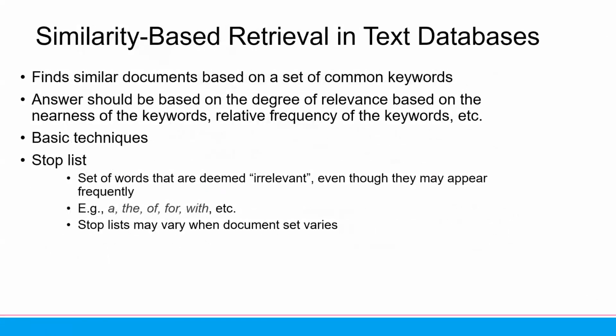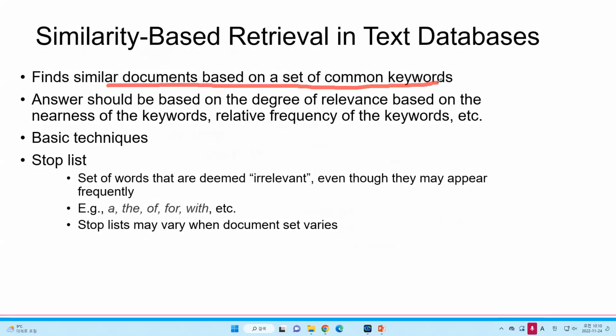Again, we can check the similarity. How can we check the similarity in a text database? We can find similar documents based on the set of common keywords. So if the keywords are similar or the same, then we can say that they are similar. And the answer should be based on the degree of relevance, based on the nearness of the keywords. For example, the relative frequency of the keywords.